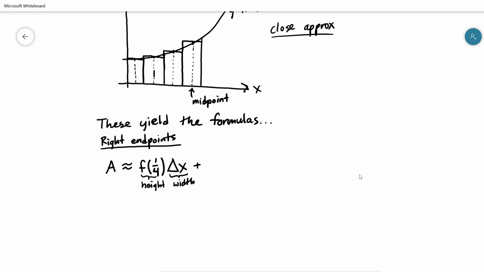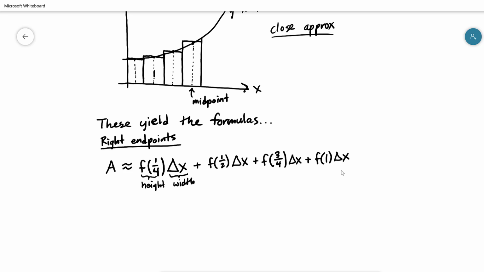And that gives me the first rectangle. Then the next rectangle, the height is at the point 1/2. That's the right side of the second rectangle times delta x. Then we'll do f of 3/4. That's the height of the third rectangle, just the function evaluated at the point 3/4 times its delta x. And then the last one, f of 1. 1 is the right endpoint of that last rectangle times its delta x.